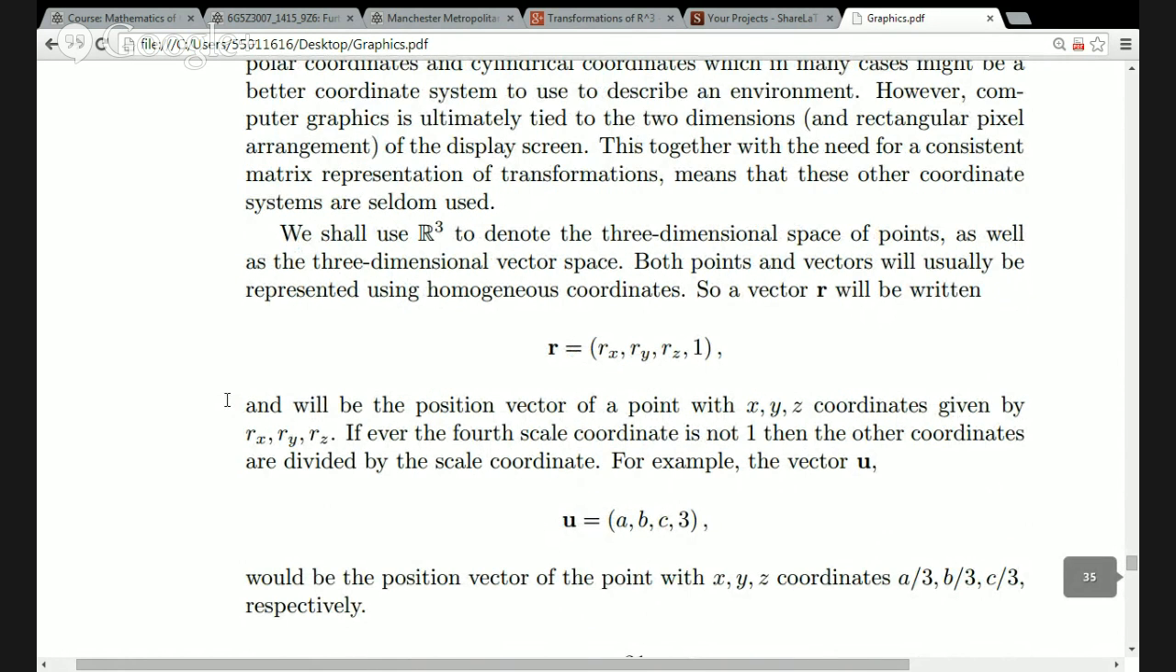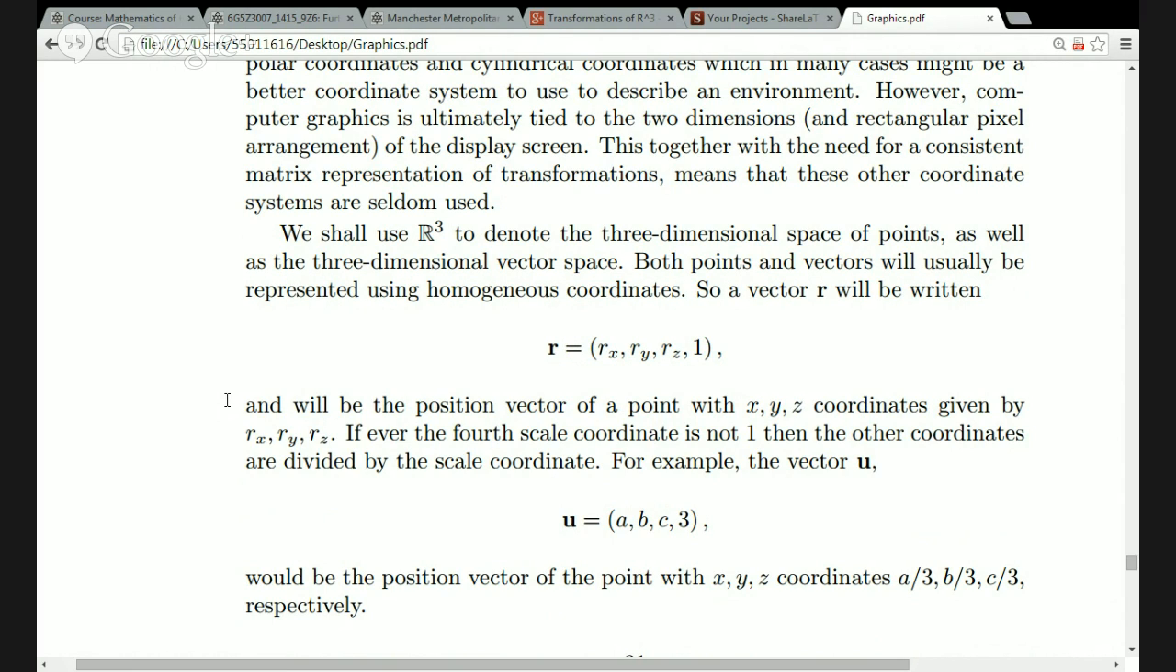So when we say R3 in these notes, we'll use R3 to refer to both the space of points and the vector space of all three-dimensional vectors. And we'll normally work with homogeneous coordinates. Whenever we're implementing anything using matrices, and whenever we're doing calculations, we'll normally be doing it using homogeneous coordinates. So a vector R is written like this: Rx, Ry, Rz, and its fourth component will normally be 1. And this would be the position vector of a point with the x, y, z coordinates Rx, Ry, Rz.